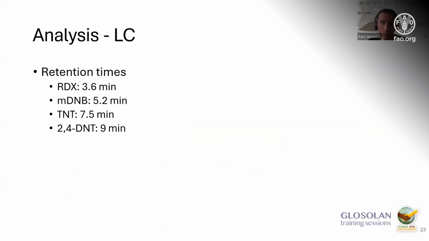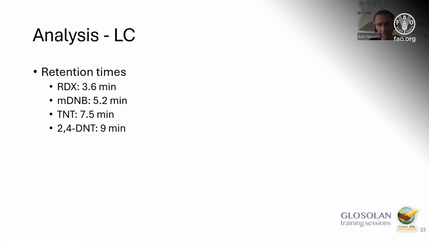And so this is the first result. So these are the typical retention times. The DNB is our internal standard and the 3 compounds of interest. And so if, as I said, we have a peak at one of these, the 5.2, we always have it, of course, because we add the internal standard to the solution. But if we have a peak at 3.6, 7.5 or 9 minutes, we have an indication that one of the energetic compounds might be present.